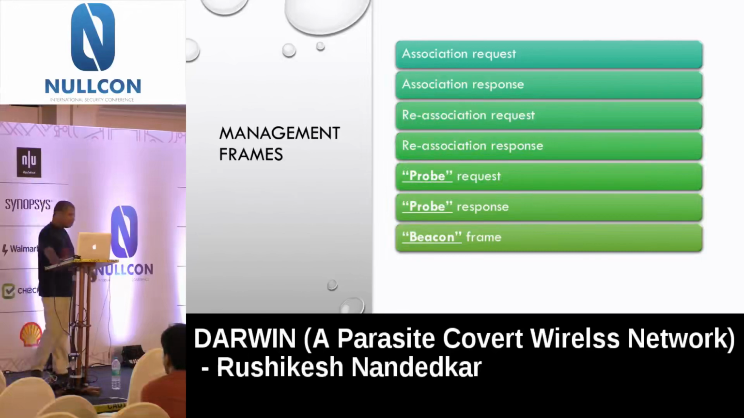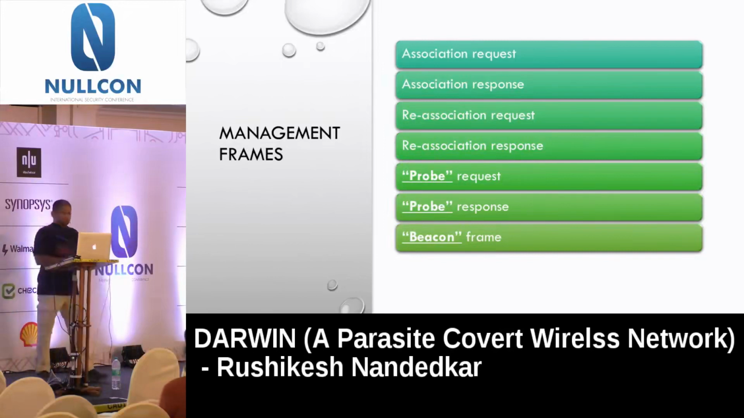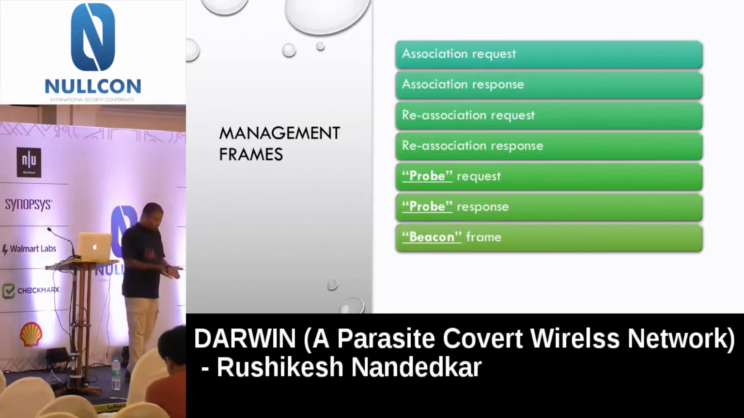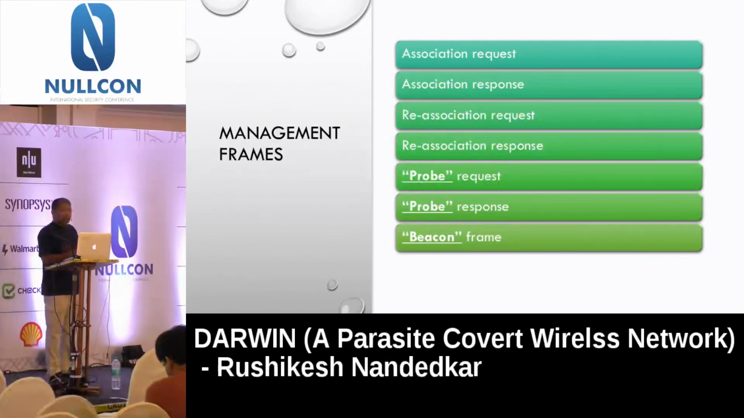Before going ahead, we just need to again understand a few flavors of frames. There are data frames, a couple of more flavors as well, and management frames. In management frames, the three types from bottom to top are actually broadcast frames: beacon, probe request, and probe response.